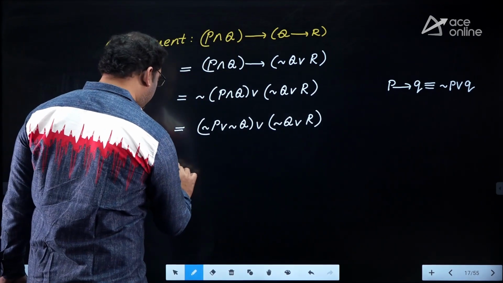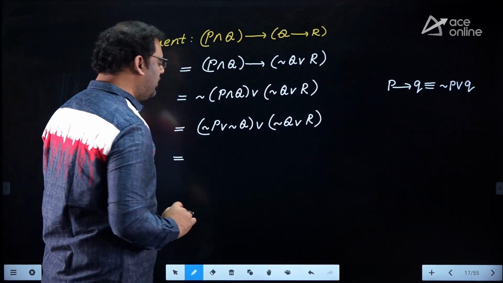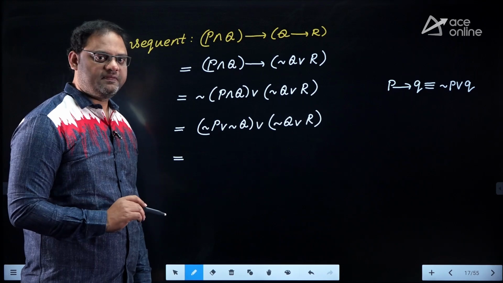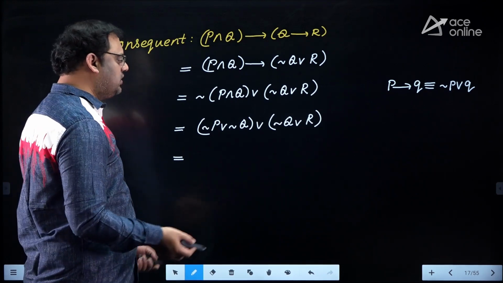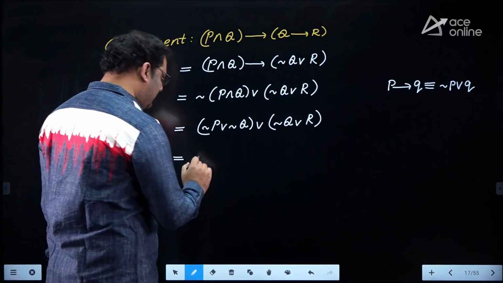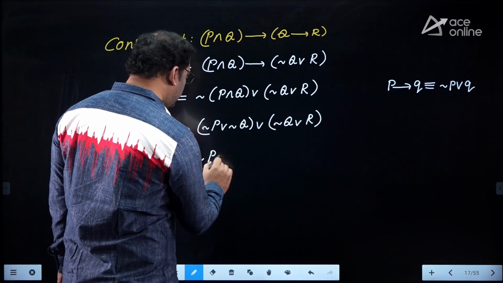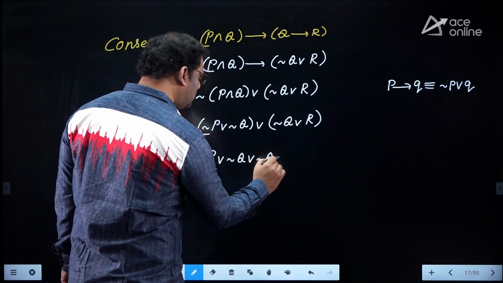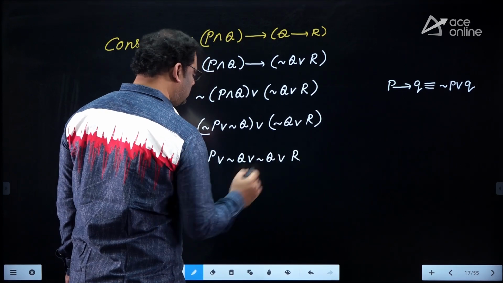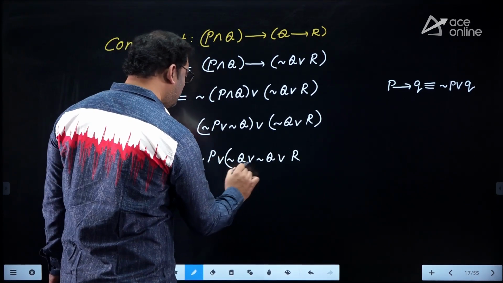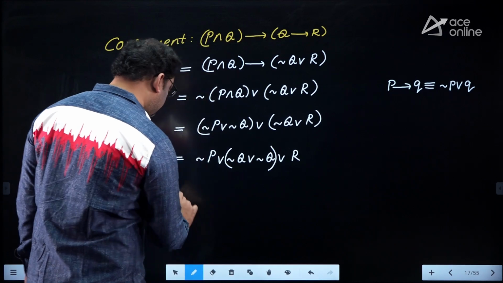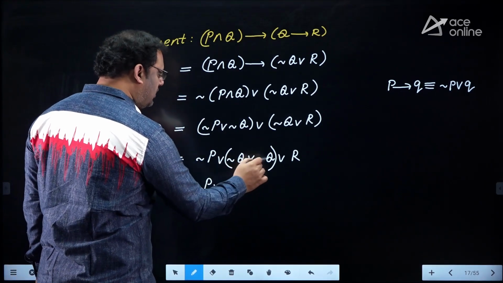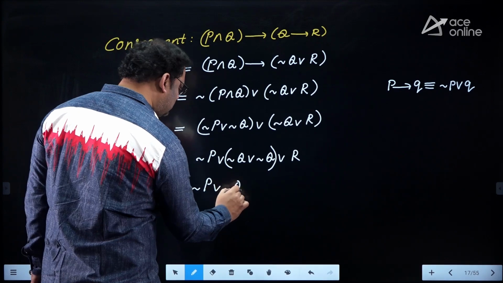And which is equivalent to, what do you say? Not P or not Q. My dear, all symbols are R symbols. Yeah, disjunction. You can simply apply associative property. Not P or not Q or not Q or R, like this. So here you can take associative like this, and which is equals to not P or not Q comes to not Q.